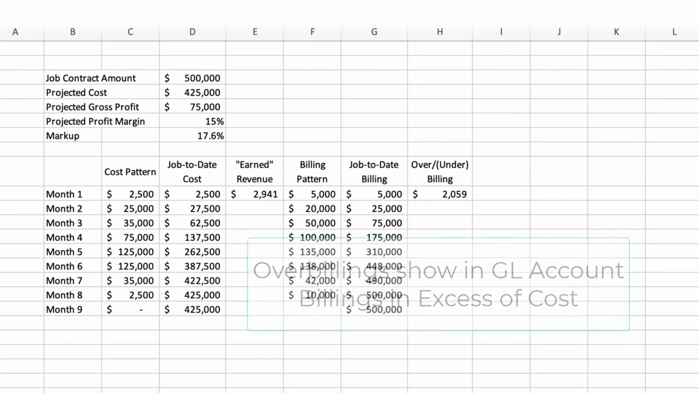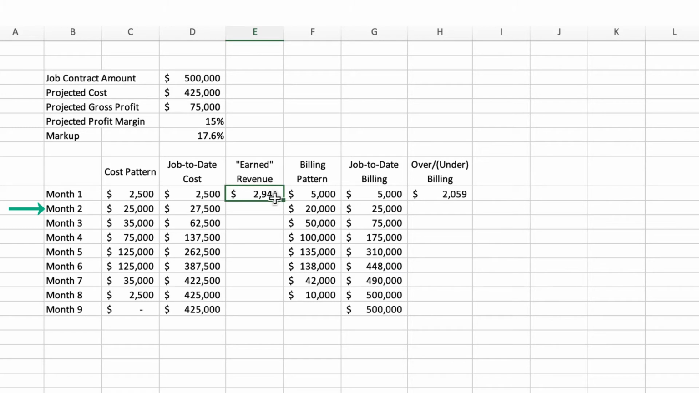Now let's go to month 2. The costs have increased $25,000. So the job-to-date costs are now $27,500. Again, we apply the effective markup of 17.6% to calculate the earned revenue. So the job-to-date revenue that has been earned is now $32,353. If we bill the customer $20,000 this month, our job-to-date billings become $25,000. This amount is compared to the earned revenue of $32,353, and we see a difference of $7,353.